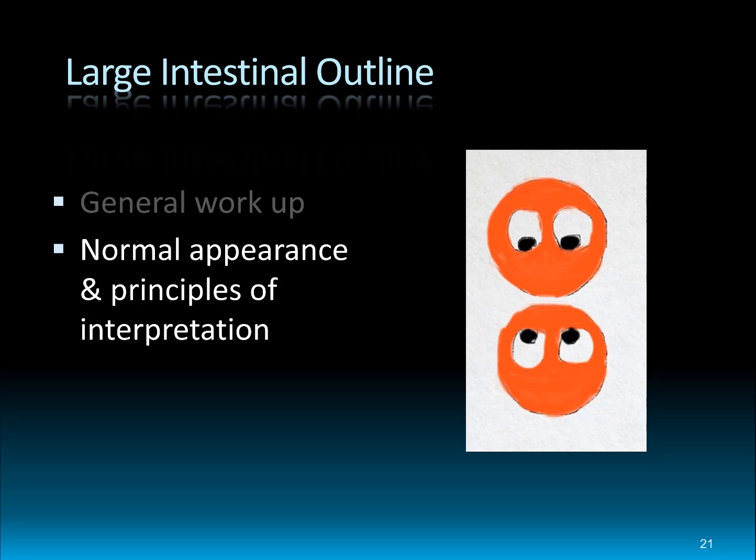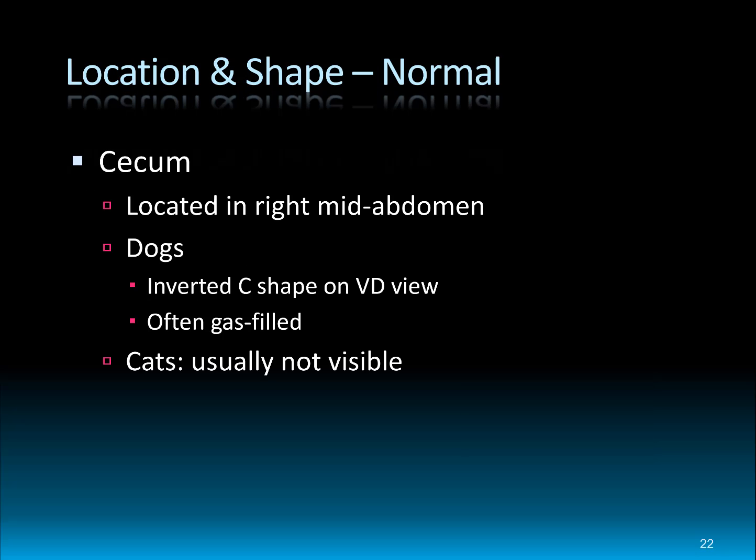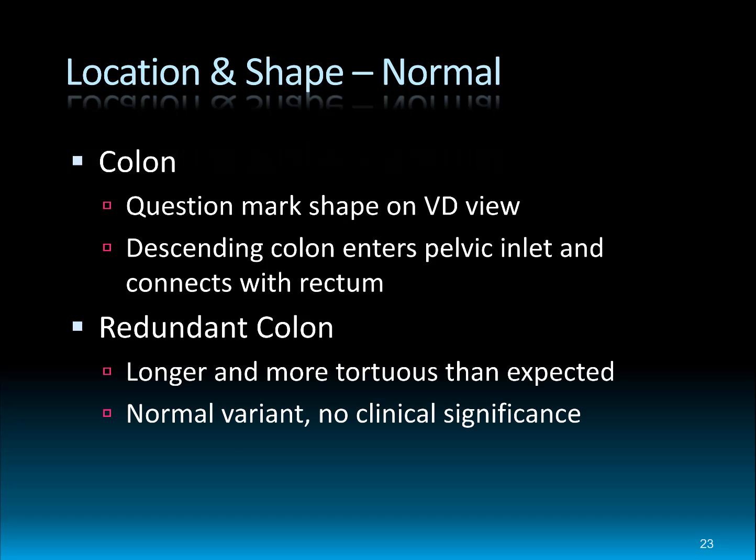So now we'll move forward into part one, the normal appearance of the colon, and then some principles of interpretation for various diseases. First thing we'll think about is the location and shape of the colon. Normally the cecum is located in the mid-abdomen on the right side. We don't usually see it in cats, but in dogs it'll have a reverse C shape on the VD view, or corkscrew shape, a coiled spring shape, all those things. Most of the time in dogs it will have gas in it, not 100%, but the vast majority of the time it will be gas-filled in a dog.